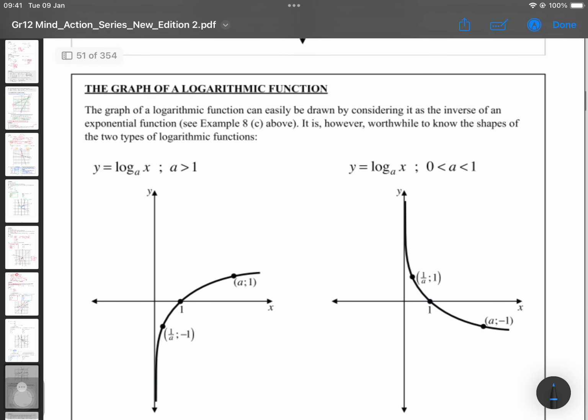Let me cut it here, and then I'll talk about the graph of a log function in the next video.